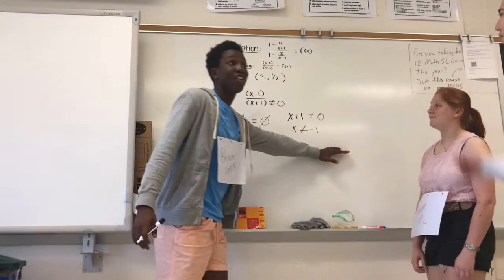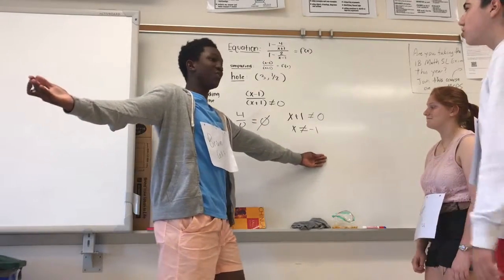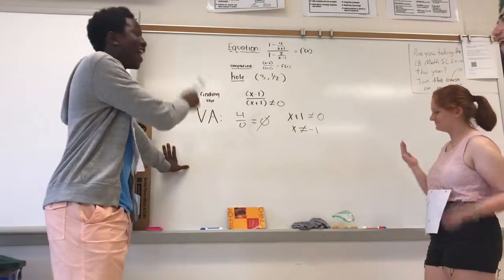We know that x cannot equal -1. Hence, we have our vertical asymptote. Now we have to justify the existence of that asymptote.